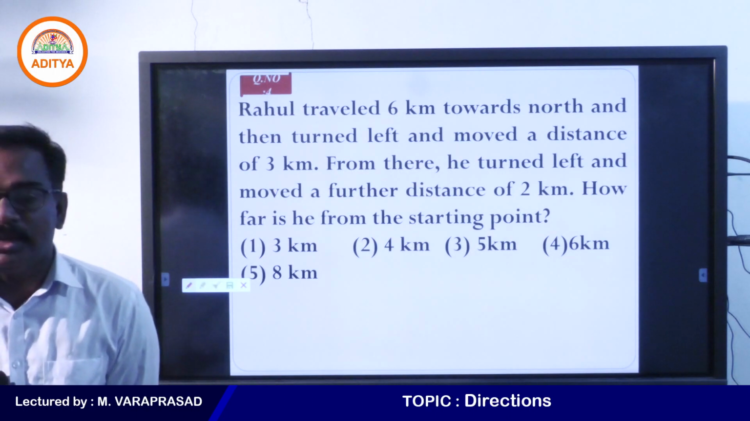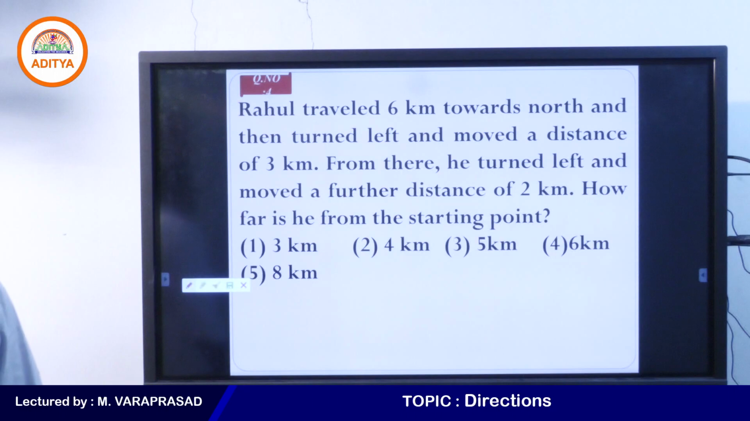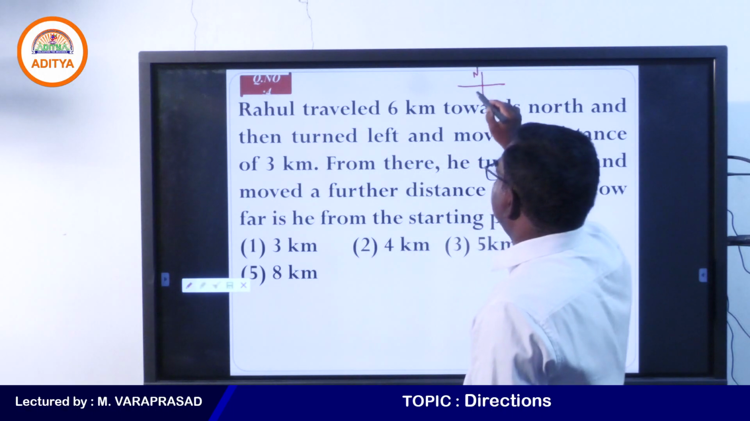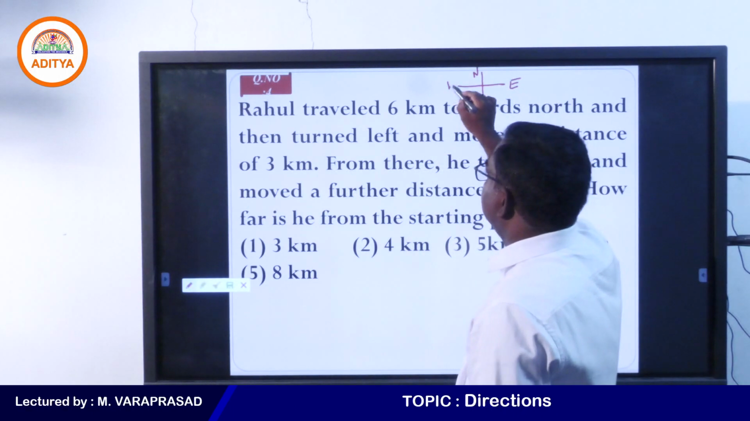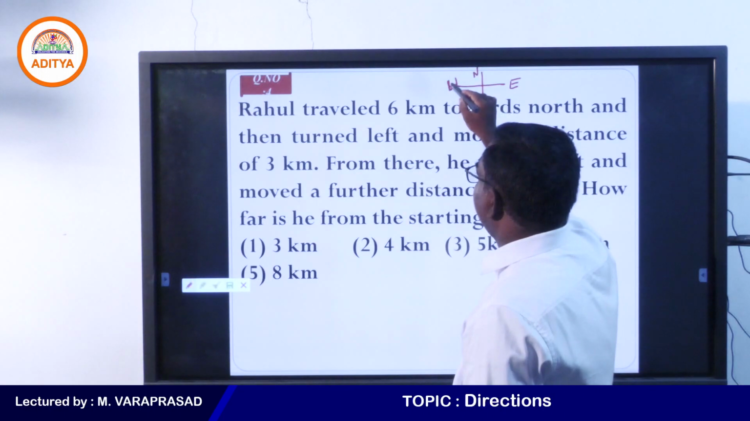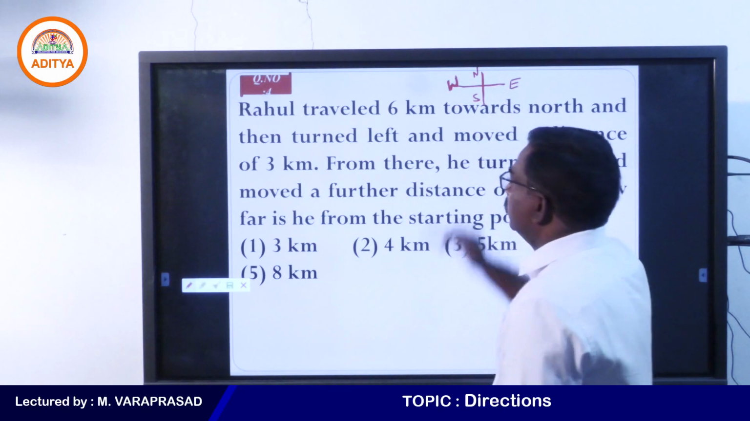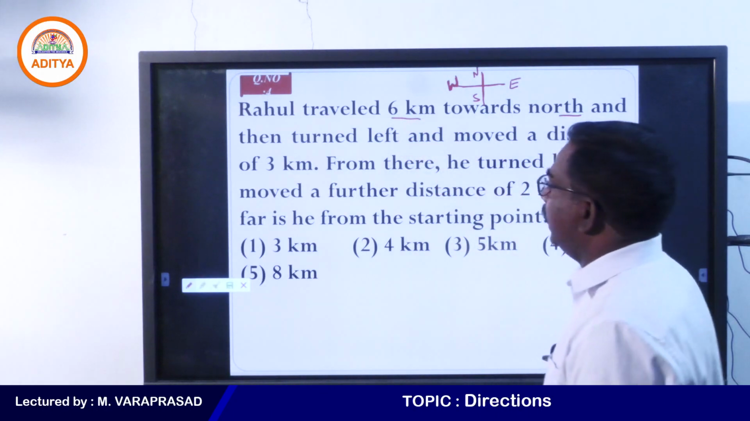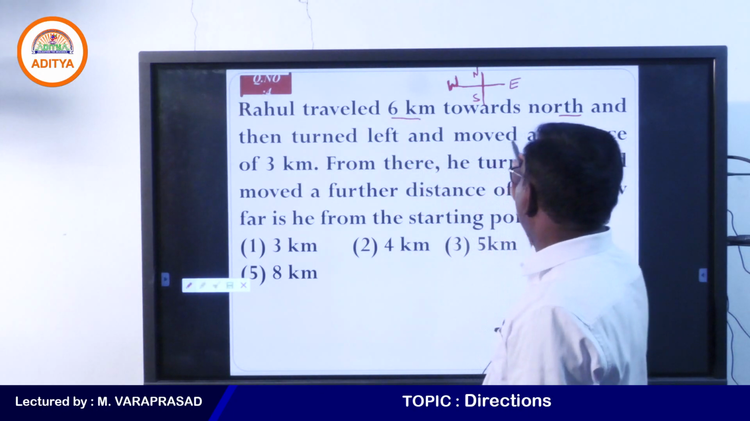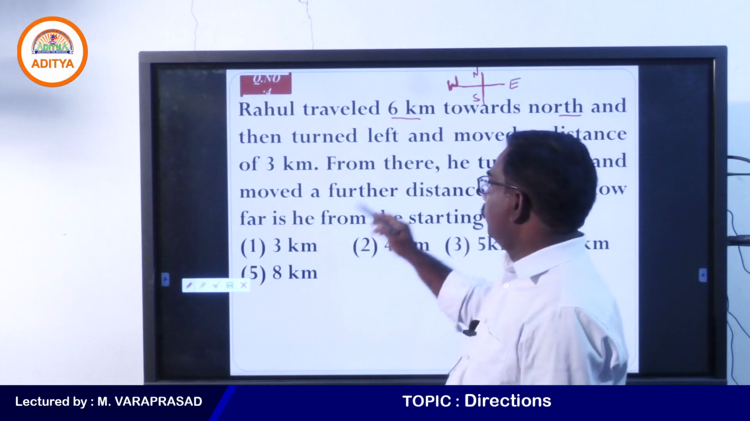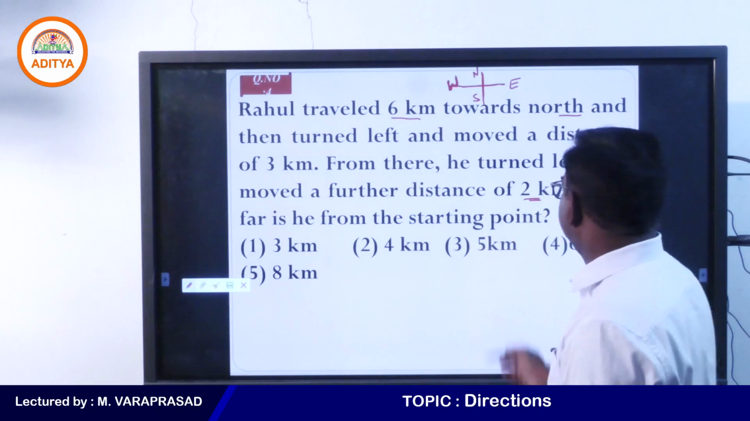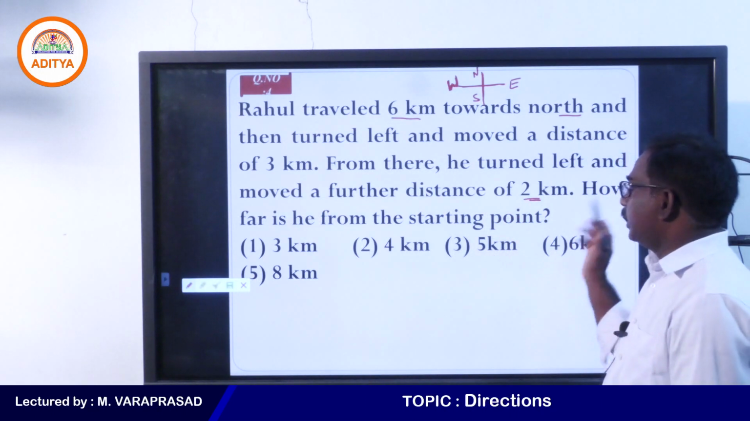Yes, my students, let me know the answer. I think all of you got how to do the sums here. When the question is given, you can draw the directions north, south, east, west. These are the fixed directions, we cannot change them. So now, Rahul traveled 6 kilometers towards north and then turned left and moved a distance of 3 kilometers. From there, he turned left and moved a further distance of 2 kilometers. How far is he from the starting point?